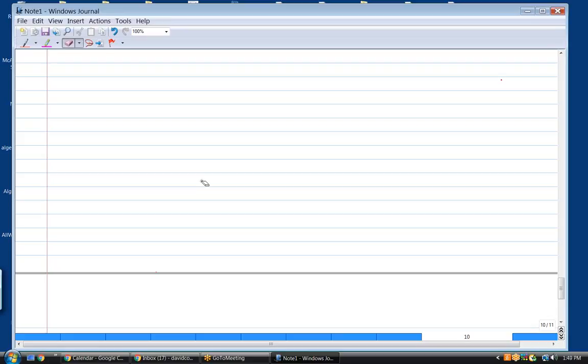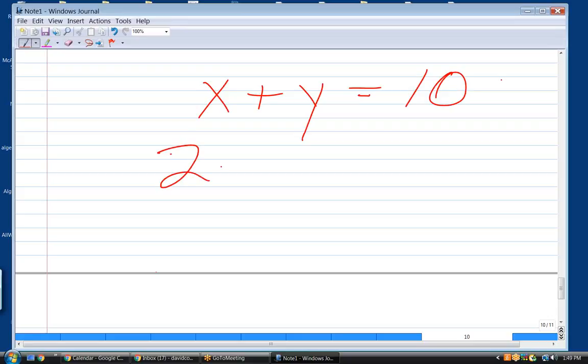Now, there's a couple caveats to this. Let me explain what they are. If I say x plus y equals 10, and then I give you a second equation that says 2x plus 2y equals 20, you might think that, well, I have two equations and two unknowns, I should be able to solve this.